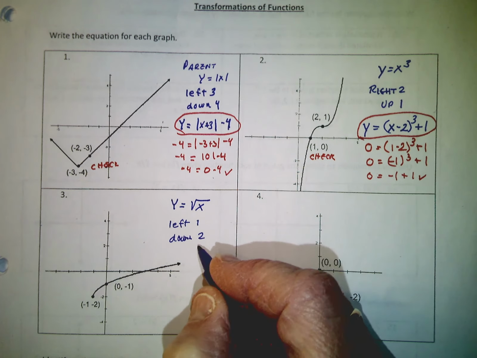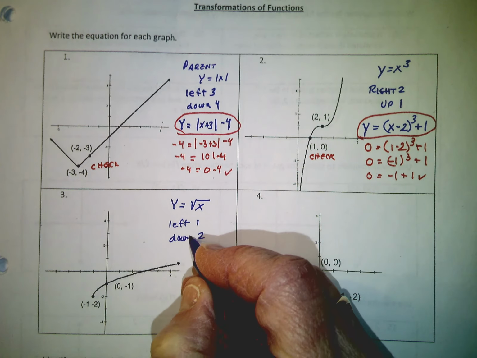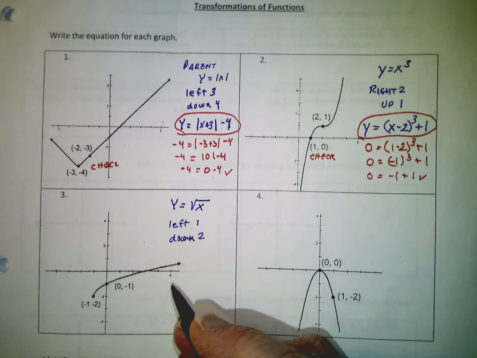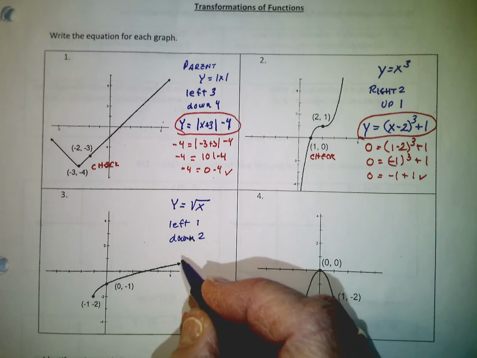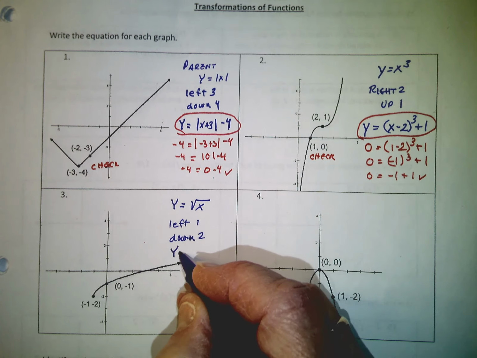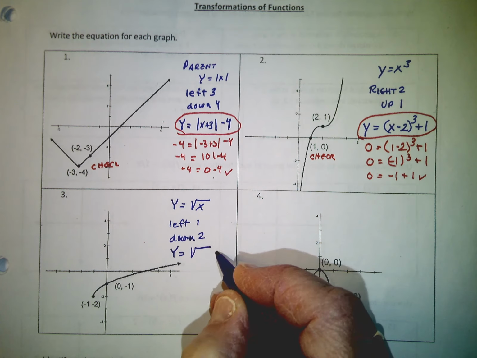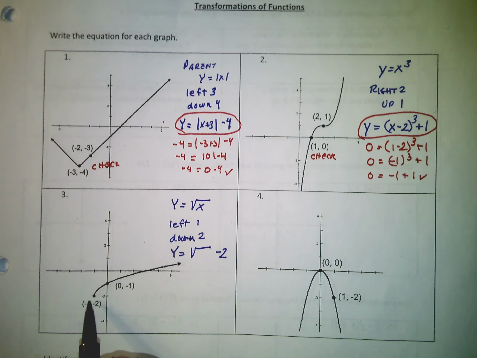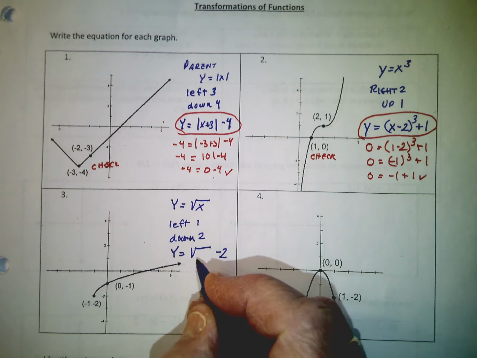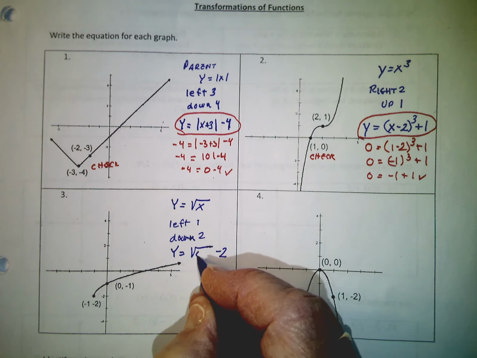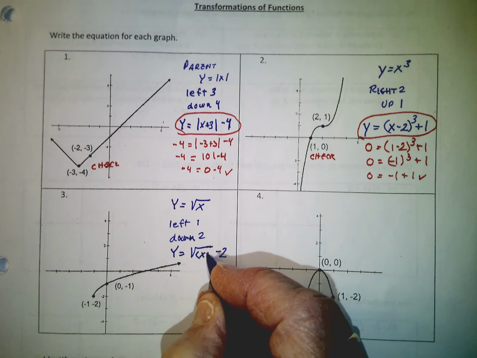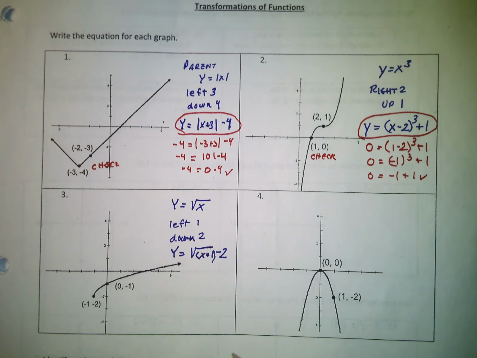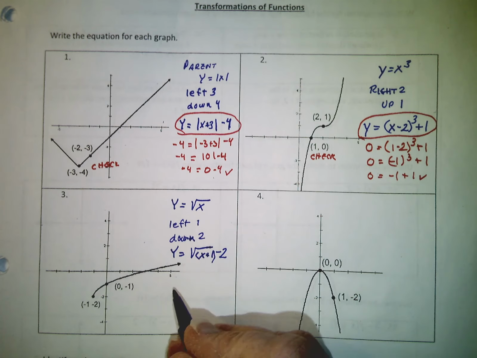So sorry about the handwriting here. The basic equation then would look like y equals square root of something, subtract 2. Because the x's have been moved to the left, then what was in the equation has to be x plus 1. And it didn't really need those parentheses in there, but it's okay.